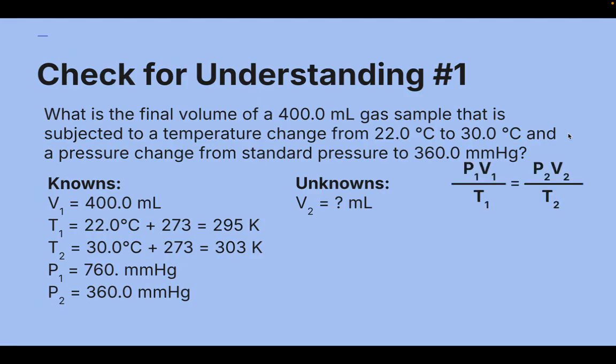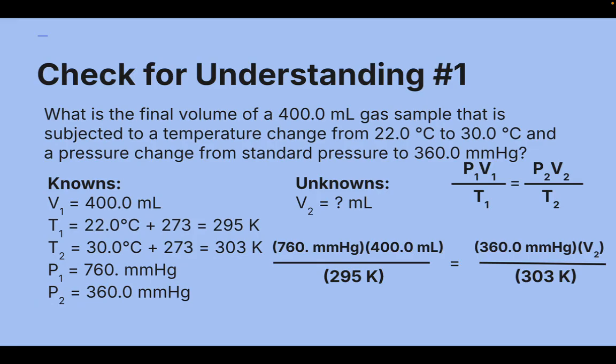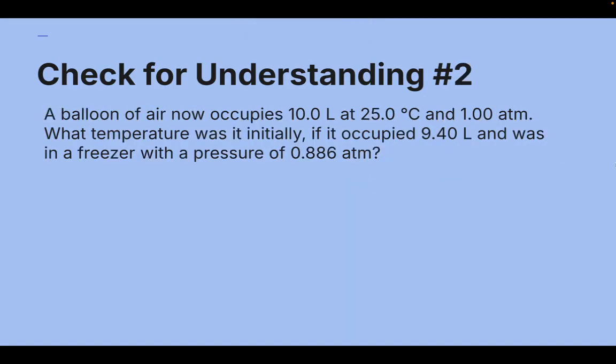When I plug this into my equation, it looks something like this. We can cross multiply and divide, and you should have gotten a final volume of 867 milliliters. You should have rounded this to 3 sig figs because this number has 3 total. This one has 4 total, 3 total, 4 total, 3 total. So your answer should have 3 total because that's smaller than 4. For the second check for understanding question, I want you to hit pause, solve the problem, and then come back when you're done.